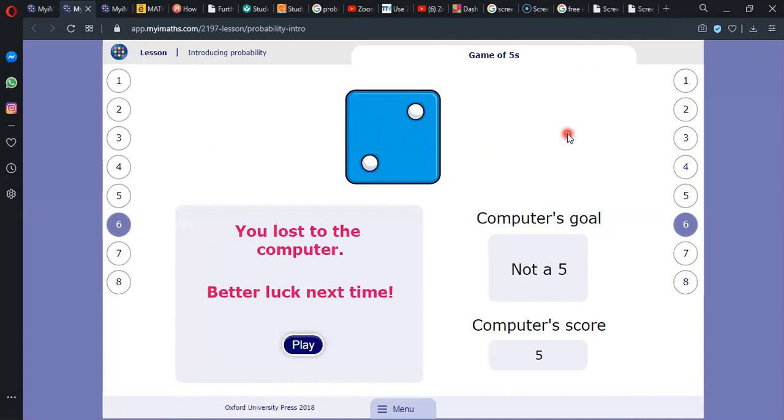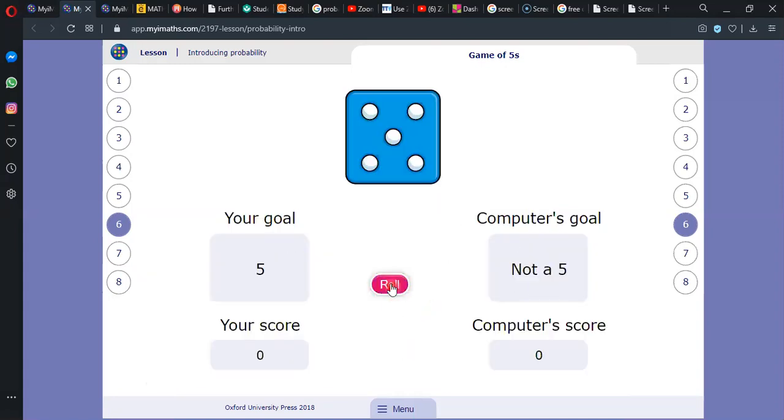But if you take a look at what is going on there, the computer was having almost more scores than I. What is going on? Why? Let me play the game again. We're going to roll. 5, I win. I should win this game. What do I have? 5 again, I win.